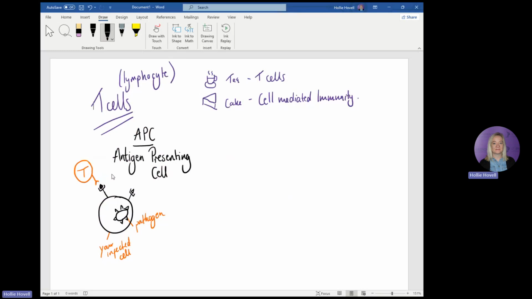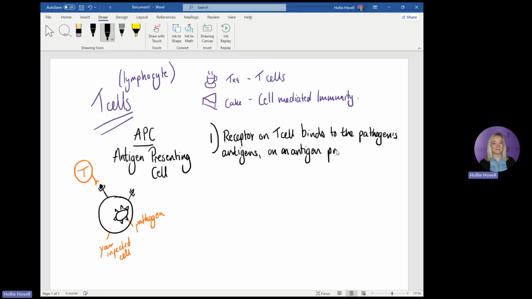So step number one in our cell-mediated immunity is that the receptors on the T cell bind to the pathogen's antigens on an antigen presenting cell.